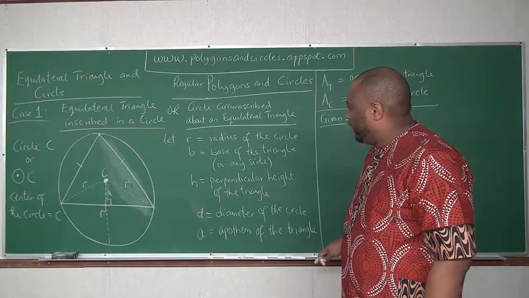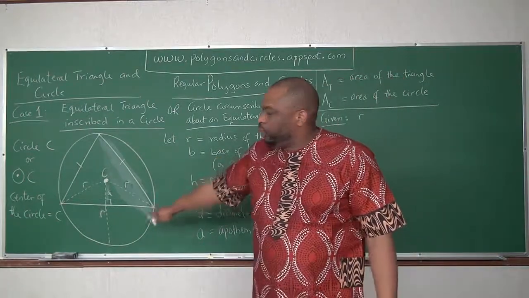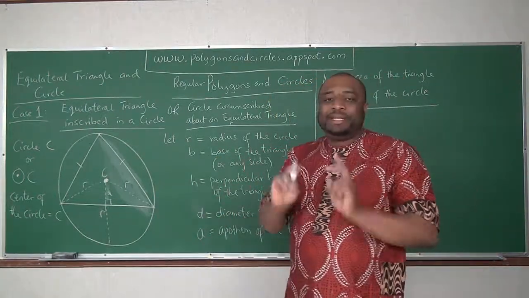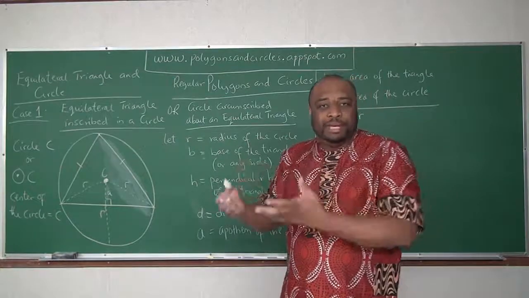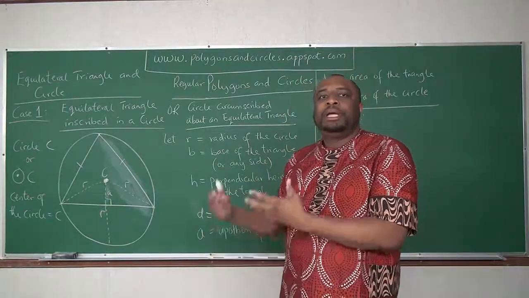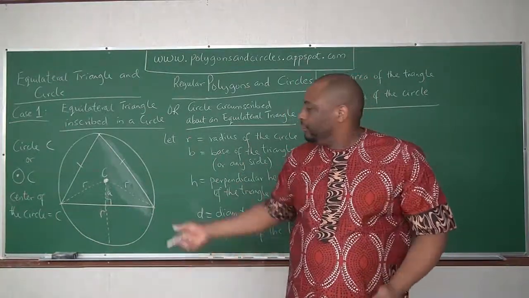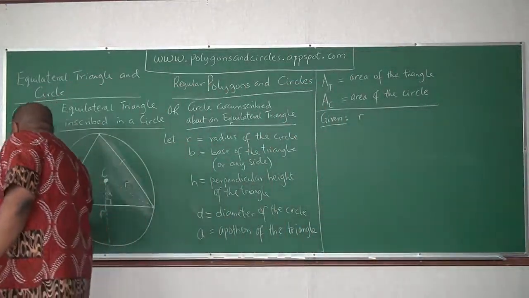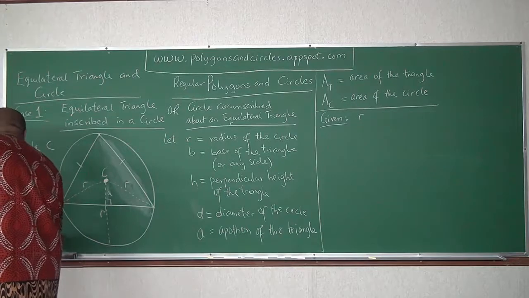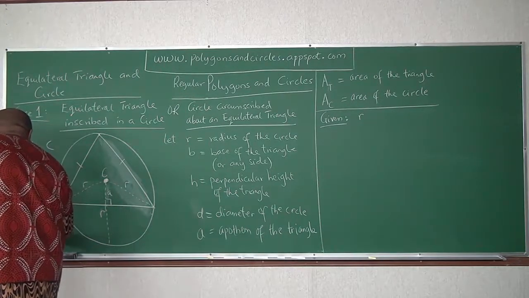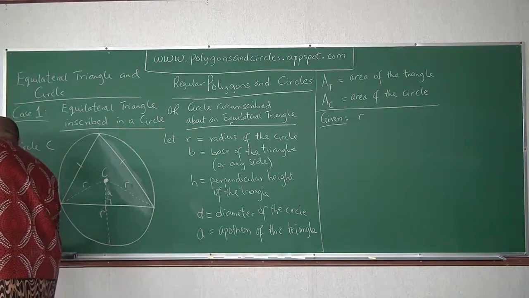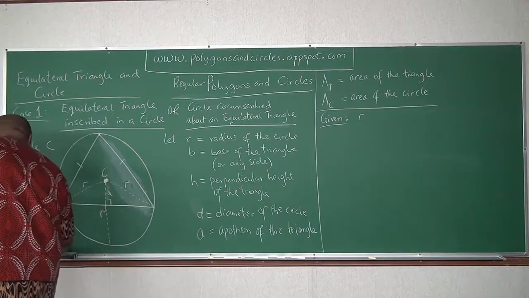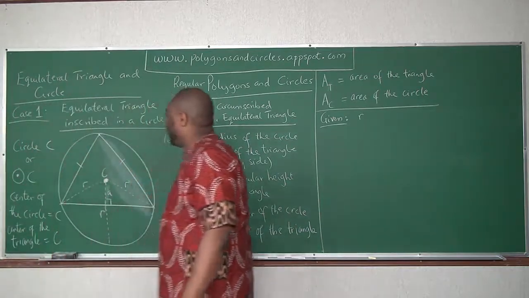So this is what we call the apothem. And remember, we say that the center of the triangle is also the center of the circle. So that is the center of the circle. It is also the center of the triangle. Center of the triangle also. Still point C.